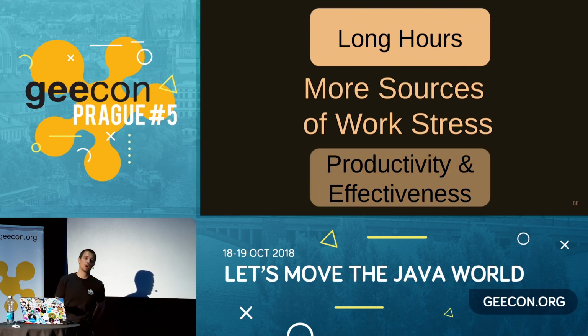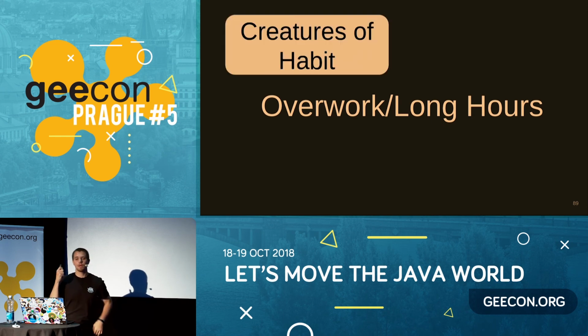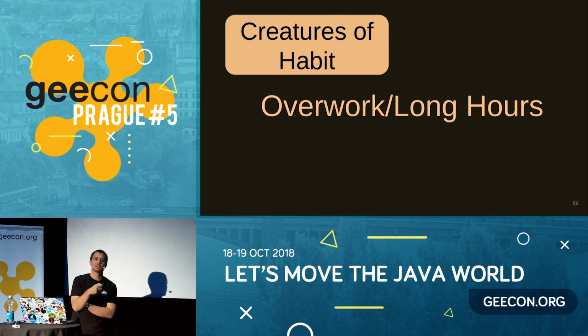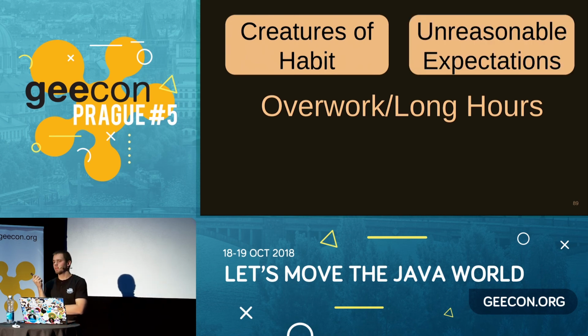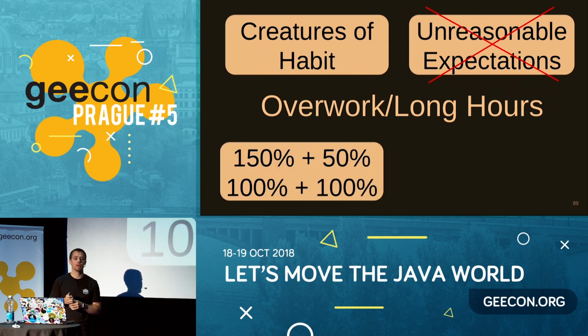When it comes to long hours and overwork itself, really we are creatures of habit. We can't just say, I worked long hours yesterday, I won't work long hours tomorrow. We most likely will. Unreasonable expectations should be eliminated. If your manager expects you to work all the time, 12 hours a day, make sure it's clear that's not the case. Otherwise, you will stress out, and they will stress out as well. And again, the simple math: you can't give 150 today and 100 tomorrow. It will be 150 and 50. There is a debt you're taking from your life.